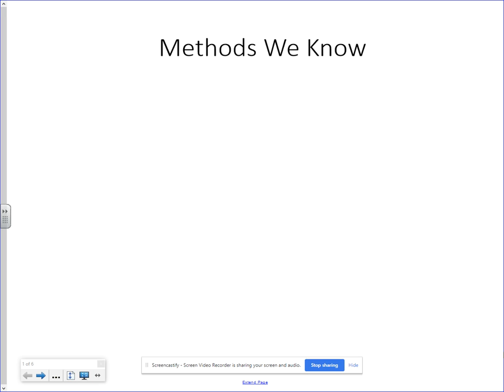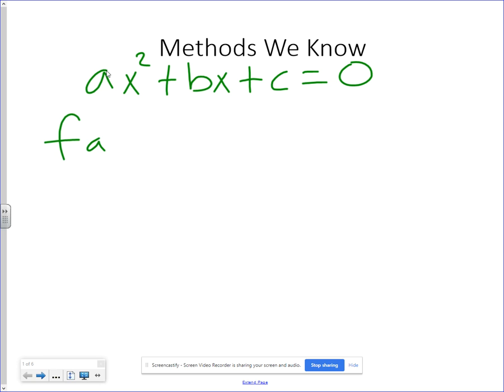So far we've learned a variety of methods to solve quadratic equations. And if you remember the form of a quadratic equation, it is ax squared plus bx plus c equals 0, where a, b, and c are just some numbers, and a is not equal to 0. So some of the methods that we have are factoring, and factoring works in a good variety of instances, but it doesn't always work.